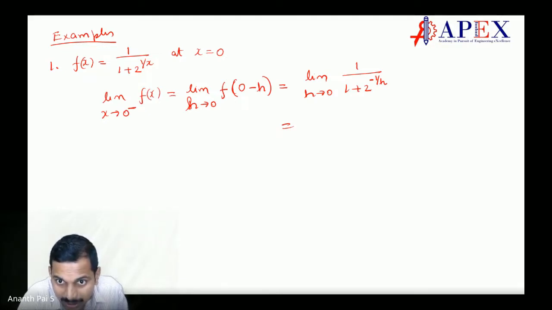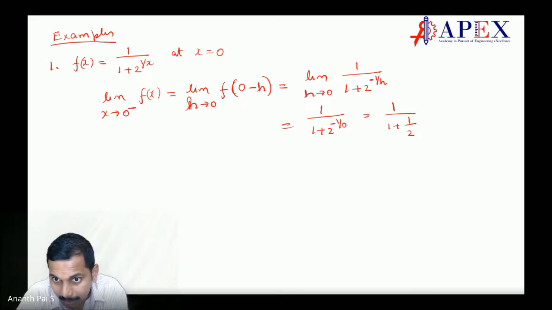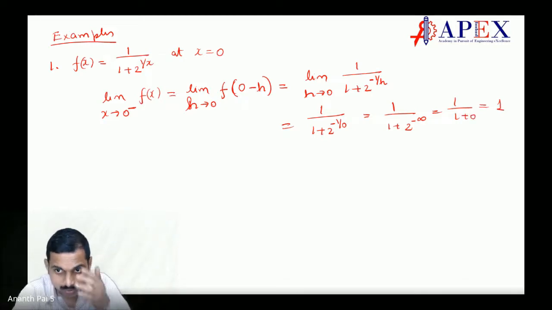So let us substitute h now. When you substitute 0 for h here, what will you get? You will get 1 by 1 plus 2 raised to minus 1 by 0, that is 2 raised to minus infinity, correct? And this is equal to 1 by 1 plus 0, since 2 raised to minus infinity is 0. So that is 1. That is one side, okay?